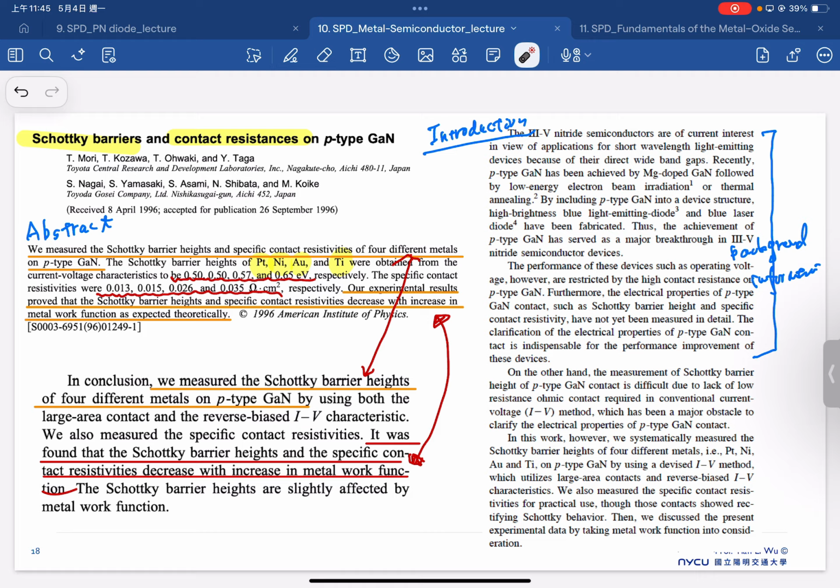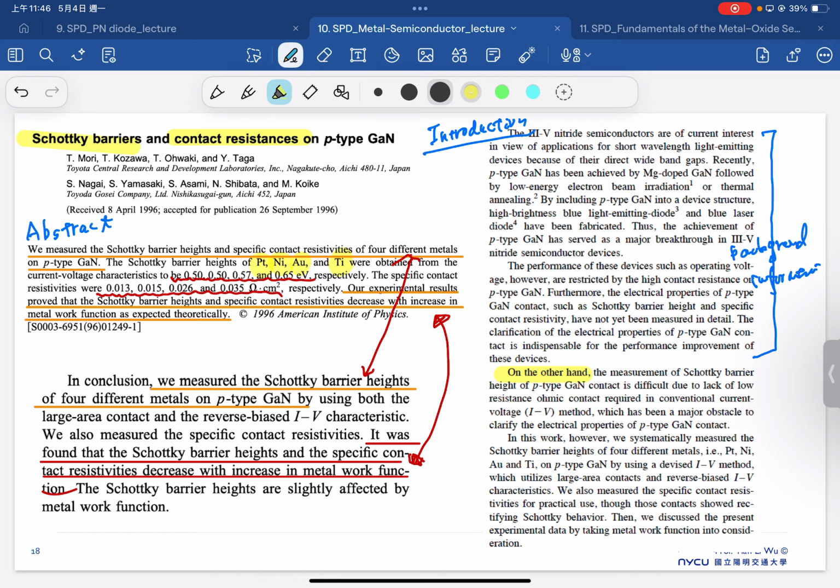At the moment, they still try to make a good p-type gallium nitride. Once they have a good p-type gallium nitride, the next step is to try to make a good contact on p-type gallium nitride. So these are all just background information. To be honest, we can just skip it, but it is always important to look at these keywords.